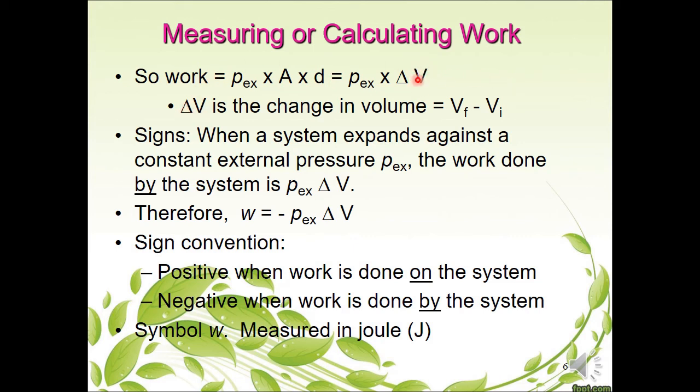So you see there's a triangle symbol here. It means change in the volume, the movement of the piston just now. When a system expands against a constant external pressure, the work will be done by the system. So this is the formula: work is equivalent to negative external pressure times change in volume.